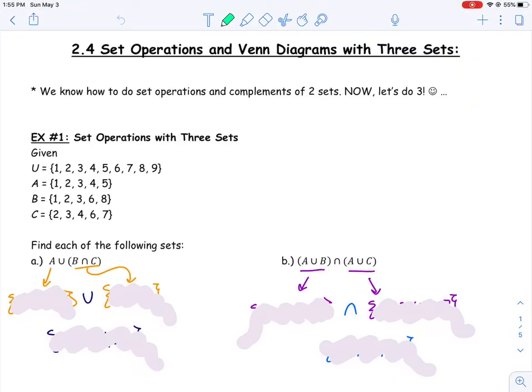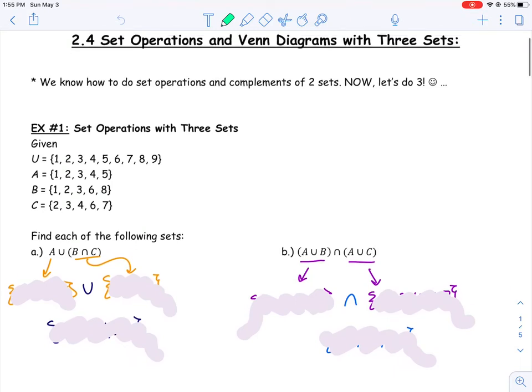All right, we're going to do a couple of videos for section 2.4. Hopefully you've practiced 2.3, your Venn diagrams and your set operations, because we're going to add to that a little bit today. And we're going to now do 3 sets. Or hopefully you're comfortable with 2 sets. Now we're going to add a 3rd set in there. So look at example number 1 with me.